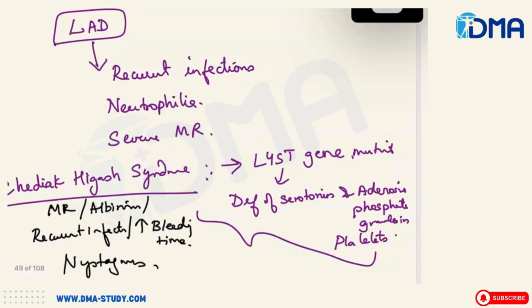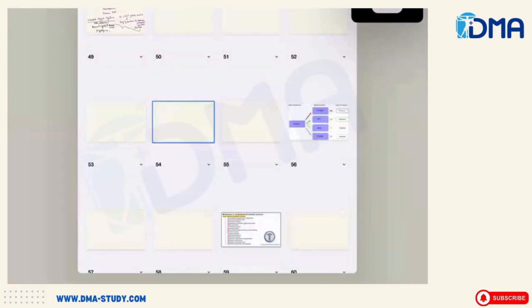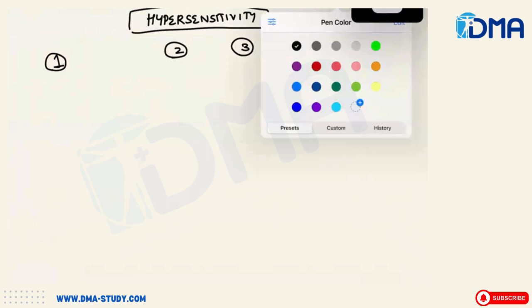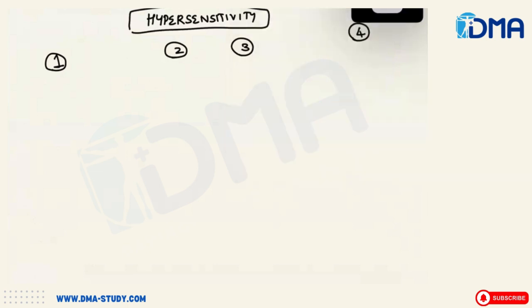Then coming to hypersensitivity reactions. What are the different types of hypersensitivity reaction that you know of? Am I audible to you people? Yes, ma'am. Okay. How many types are there? 4 types, ma'am. 1, 2, 3, and 4. What is type 1? Type 1 is mainly because of inflammation, because of anaphylaxis.